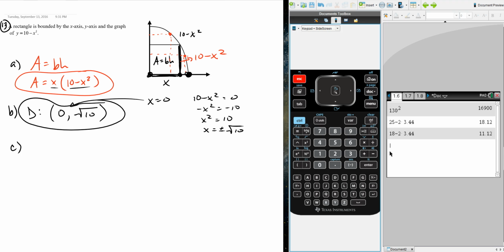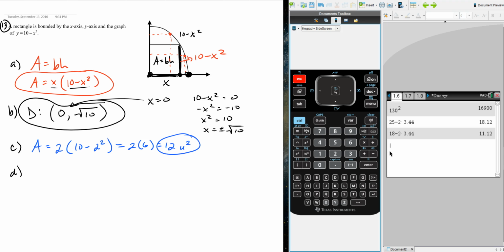Part C says find the area when x is 2. So we're just going to plug in what we know. A is equal to 2 times 10 minus 2 squared. So that's going to be 10 minus 4, which is 6. So we got 2 times 6, which is 12. And we aren't given units, so we're going to say units squared.